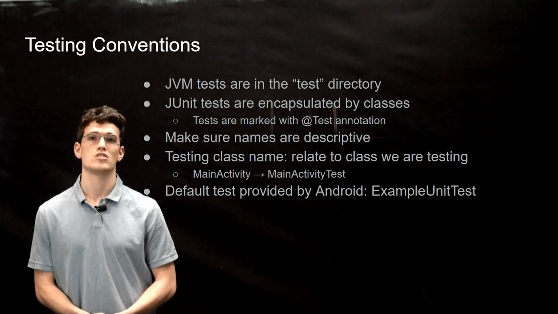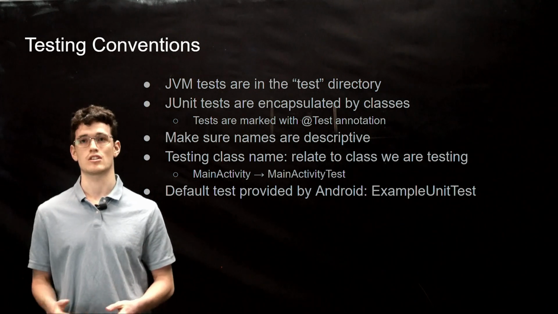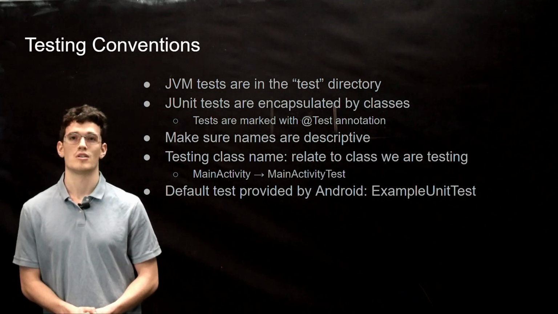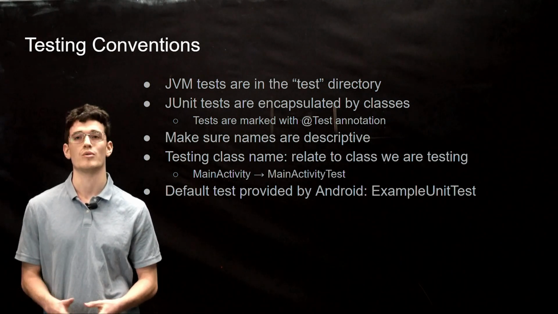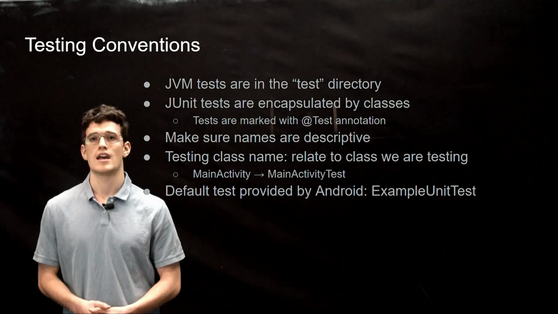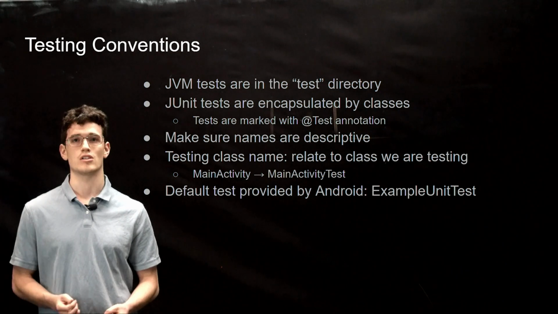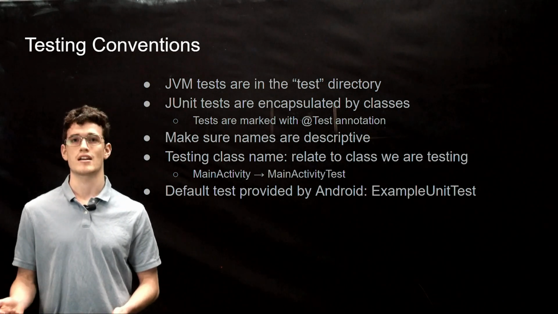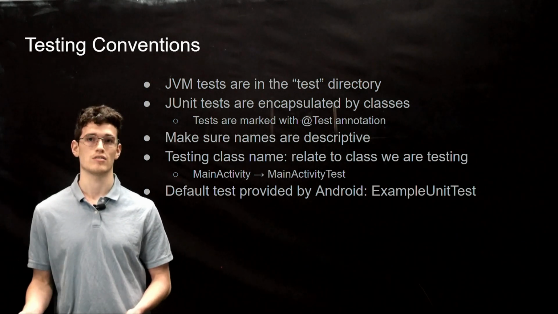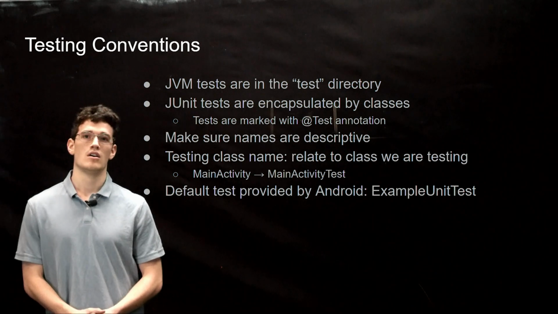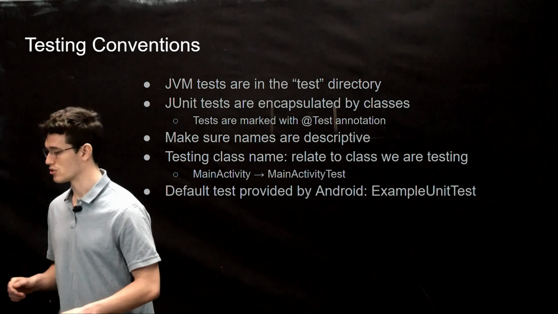Inside that class, we'll have functions, which are the actual tests, and they're going to be marked with the @Test annotation, which basically just tells the compiler that they are tests. We're going to want to make sure that the names are quite descriptive so we don't have any ambiguity with what we're actually trying to test. And also the testing class name, we just want to relate it to whatever class or piece of code we are testing. So if we're trying to test MainActivity, we'll make a MainActivityTest class where all our tests that have to do with MainActivity are going to be in that file. Also, we do have one default test provided by Android, which is the example unit test, and I will be showing this in the next slide.